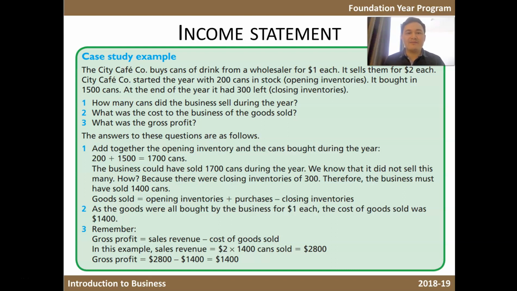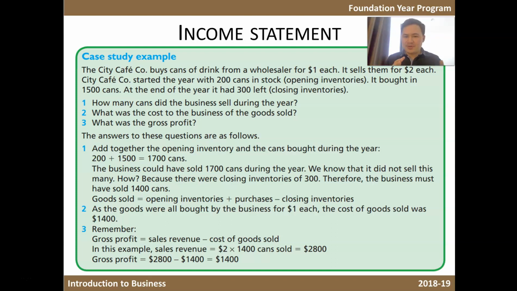They're buying a can of drink at the price of $1, okay? And then resells it at $2. Now, at the beginning, they actually had 200 cans in their stocks. So this is inventory, isn't it? And it bought 1,500 cans. And at the end of the year, they were left over with 300 cans of inventory.